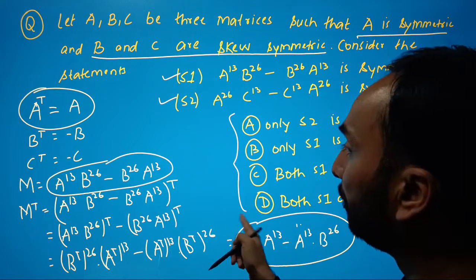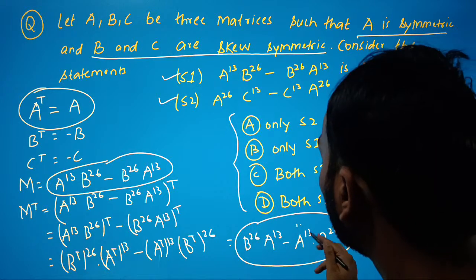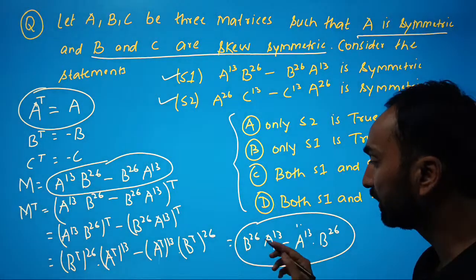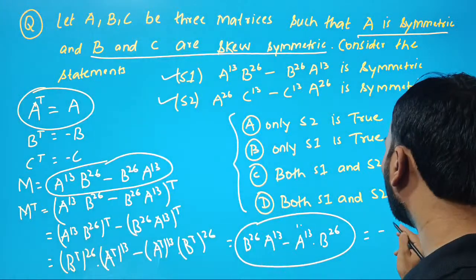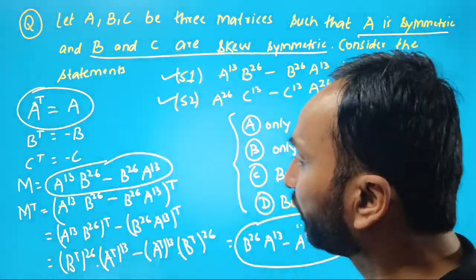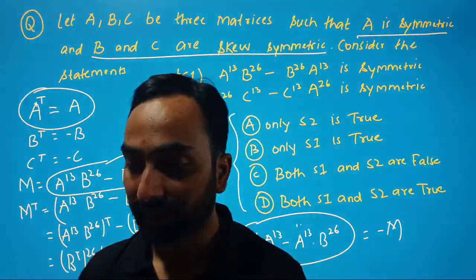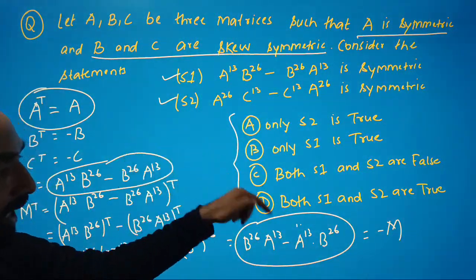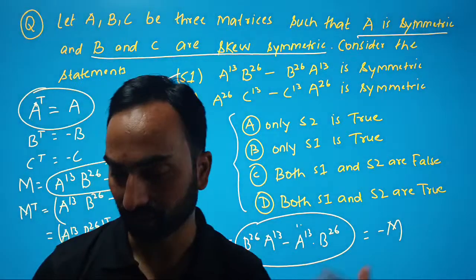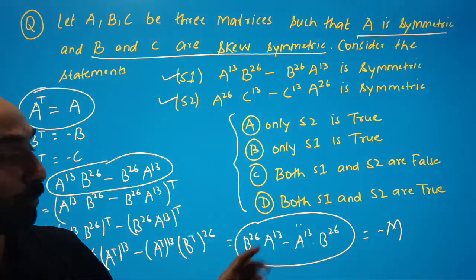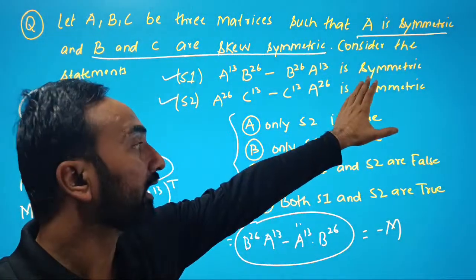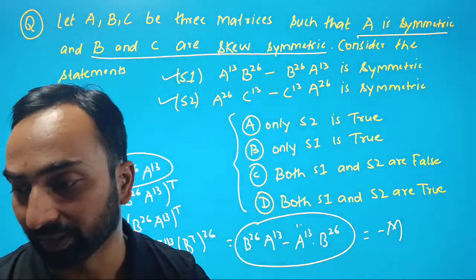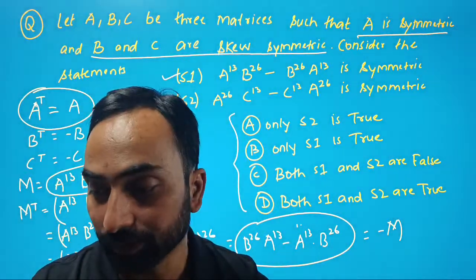And this is B26 A13 minus A13 and B26. So this is just equal to minus of M. The result we got after transpose is just negative of M. And if the transpose becomes negative, then we call it a skew symmetric matrix, right?